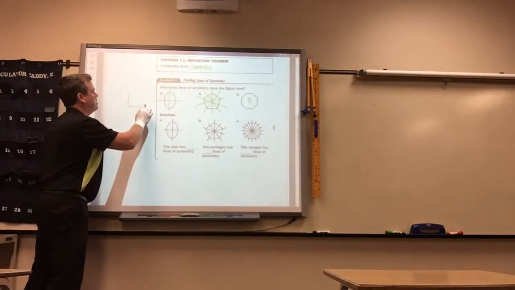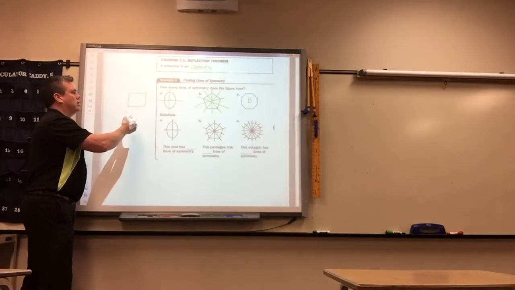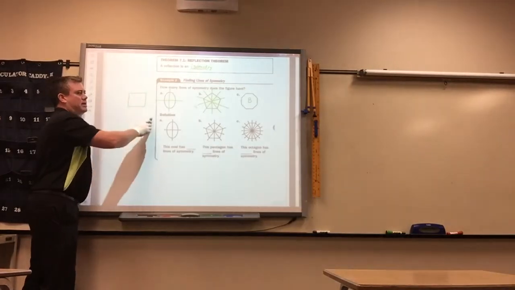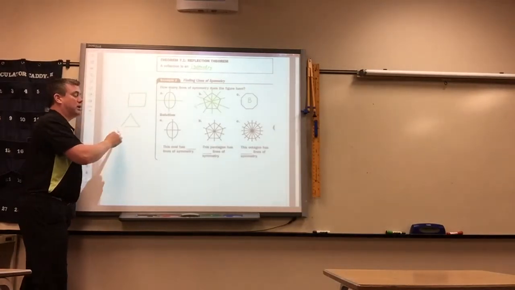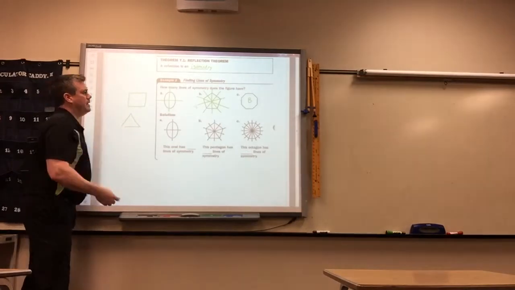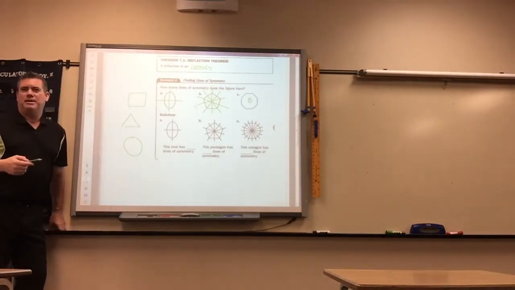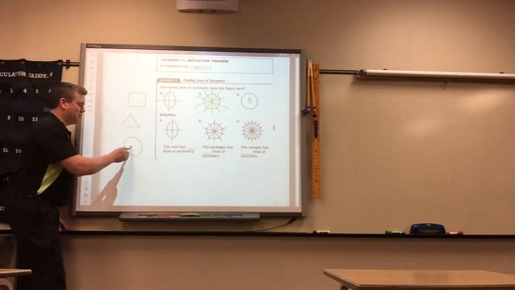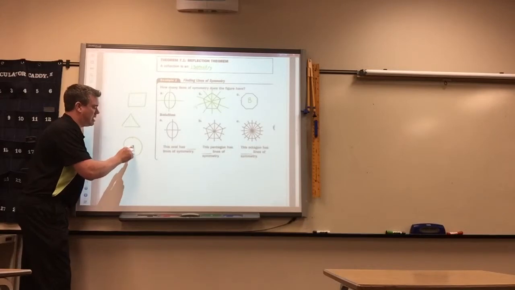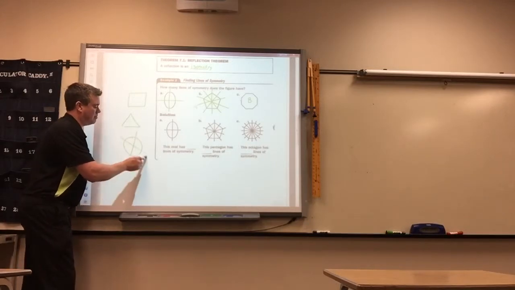So a square would have 4. Up, down, diagonal, diagonal. A triangle, a regular triangle, 3. Now this one is common. A circle, it has infinite lines of symmetry, because no matter where you put a line, it cuts it in half.